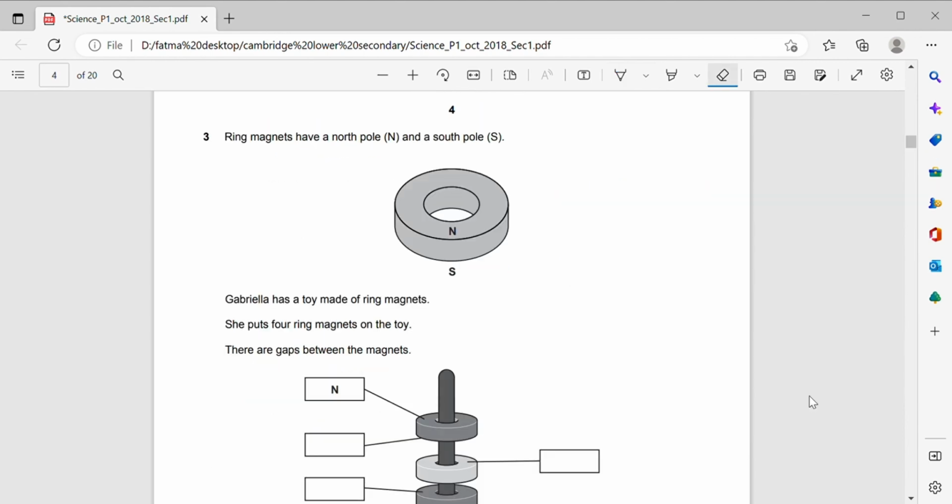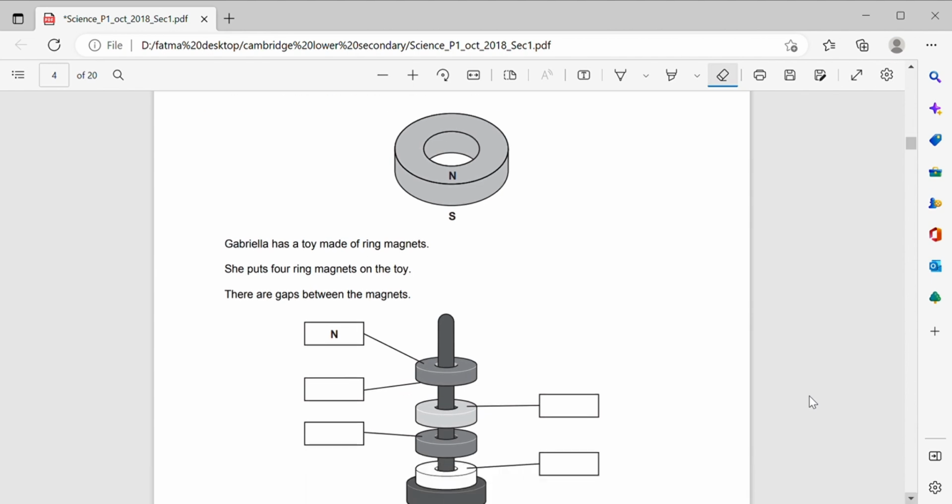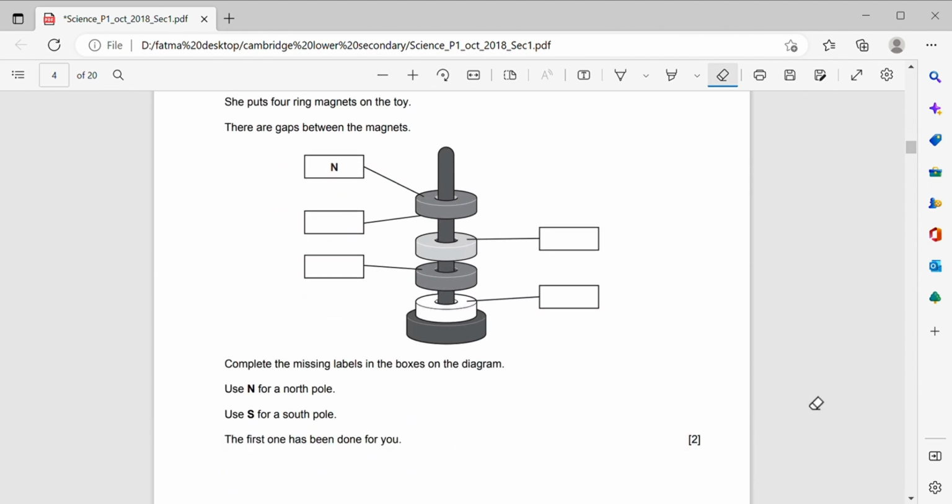Question number 3. Ring magnets have a north pole N and a south pole S. Gabriella has a toy made of ring magnets. She puts 4 ring magnets on the toy. There are gaps between the magnets. So here we have gaps. Complete the missing labels in the boxes on the diagram. Use N for North Pole, S for the South Pole. The first one has been done for you.